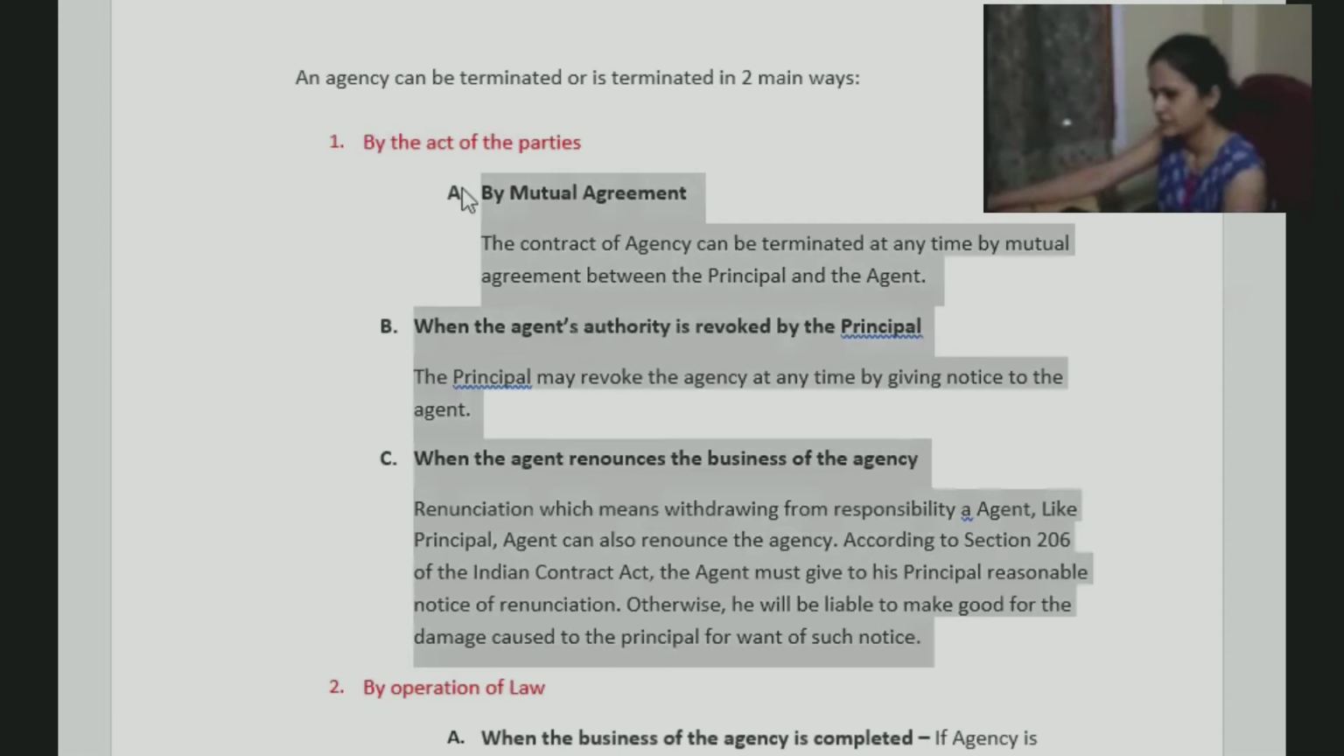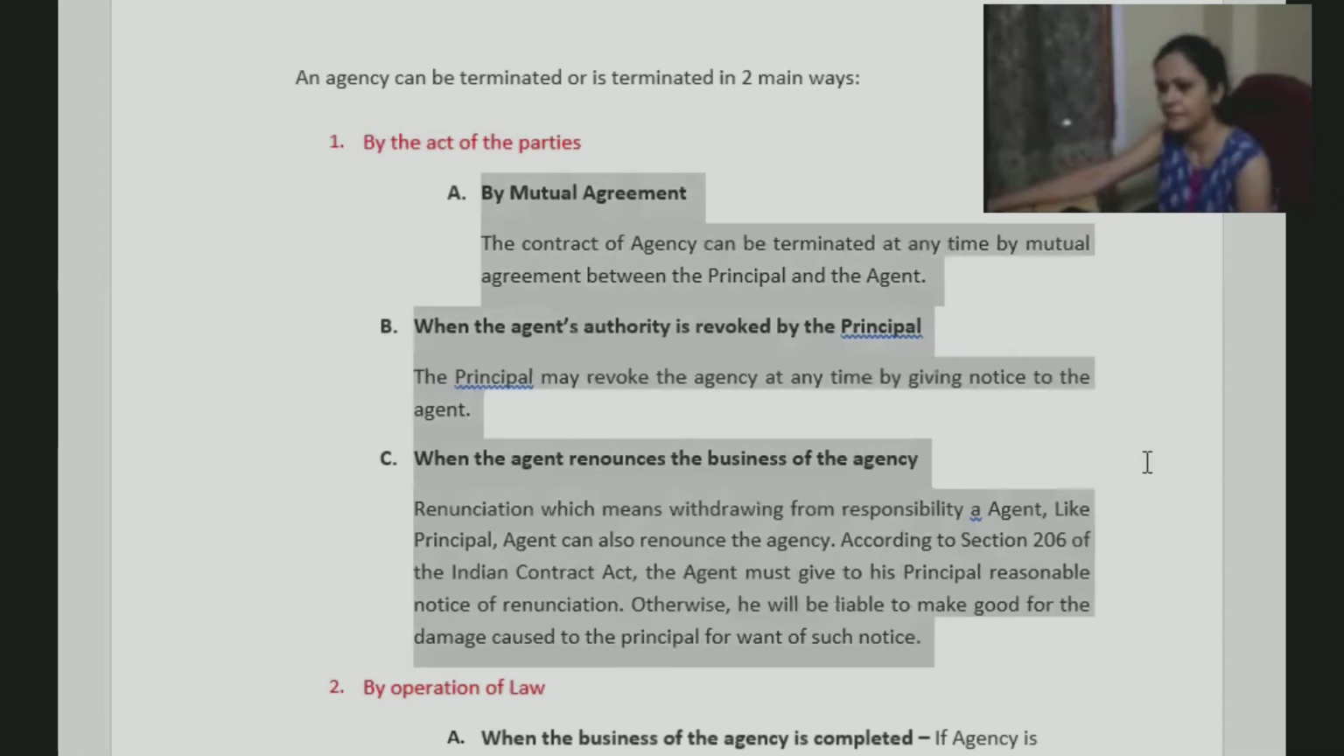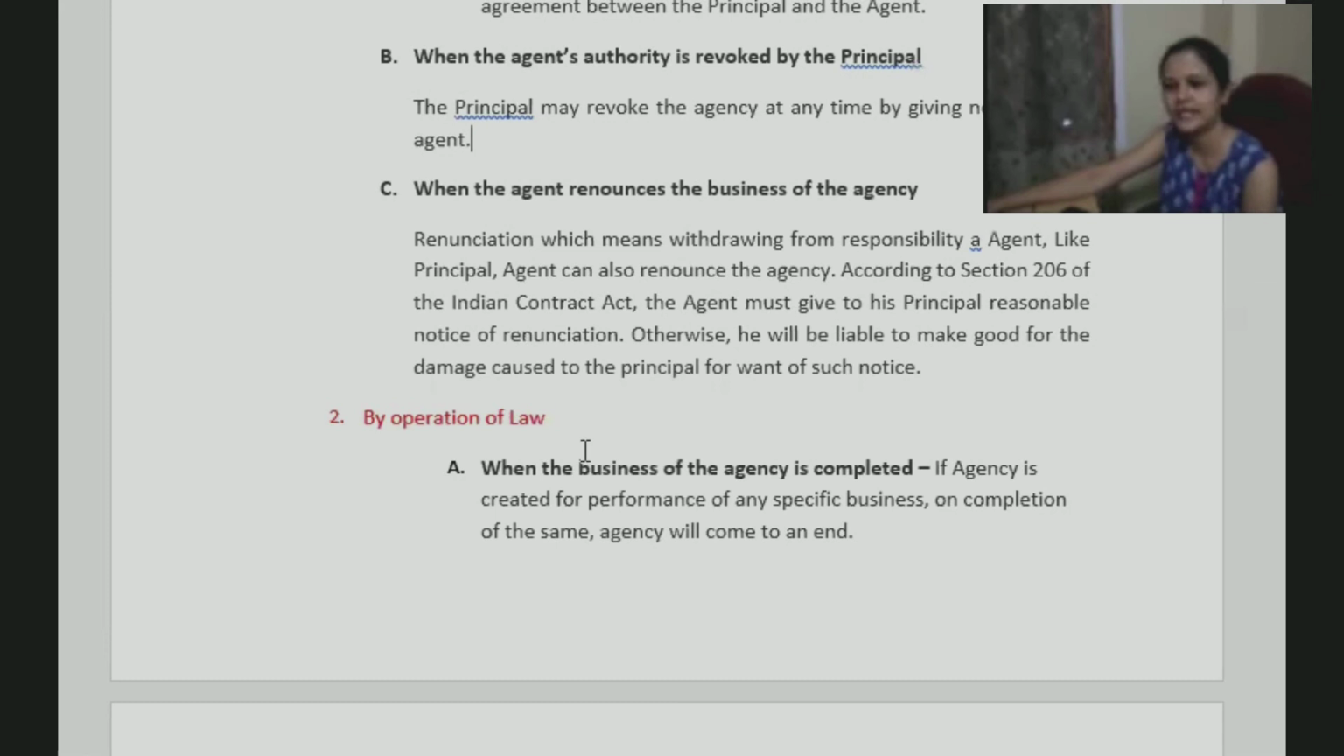So these three we have under by act of parties. Then the next one we have is by operation of law. That means some law which is applicable to the parties is being applied here, or because of any provision in the agreement, the agency relationship is being terminated.